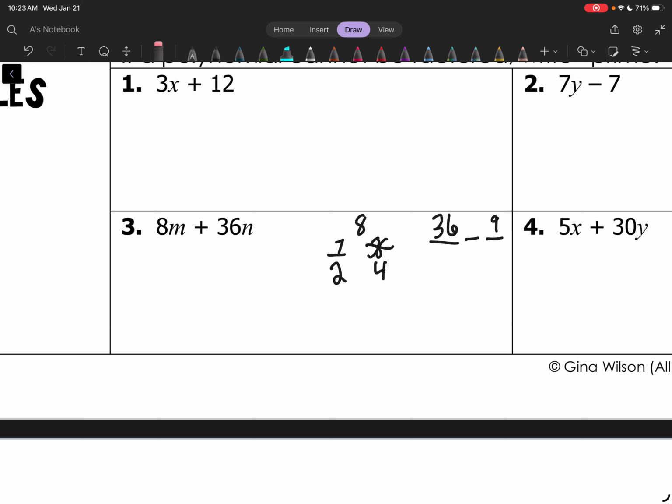So, let's try the 4. 36 over 4. This is 9. Since it gave me a whole number, my greatest common factor is 4. The next thing I need to look at is the variables. I have an m and I have an n. They are not in common. I can't do anything with them. The GCF is 4. 8 divided by 4, 2m. 36 divided by 4, 9n. Finished.